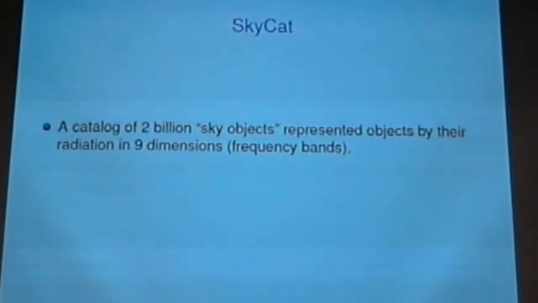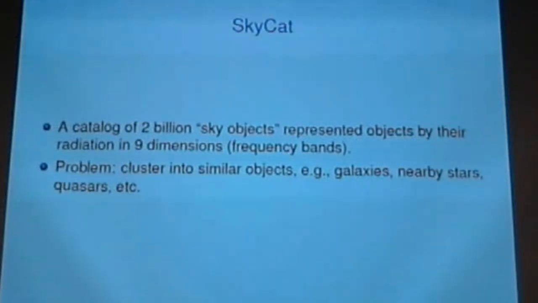And this is from the application of astronomy. They have this so-called SkyCat. They have a catalog of 2 billion sky objects. And the problem is to cluster them into similar objects. Galaxies, nearby stars, quasars, etc. Okay.